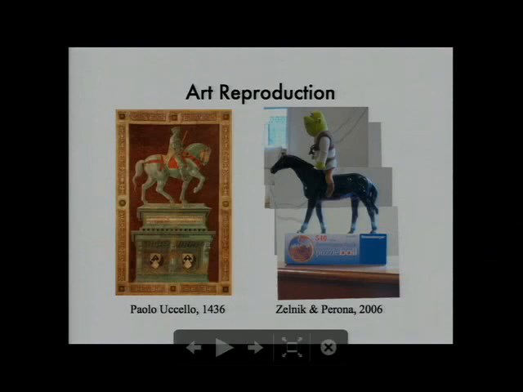We had some art reproduction. So this is the fun part. This is a fresco by Paolo Uccello, which is very famous because I think he did it like 3 or 4 times, and there are debates why. But this one is incorrect.